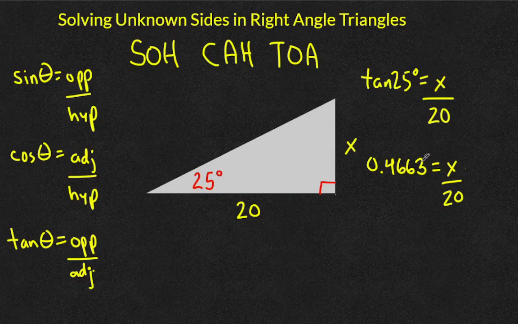We multiply both sides by 20, which means we're going to multiply this by 20 and this by 20, and right away we get our answer, x equals 9.33. This is another example of when our unknown was on the top. We simply have to do our trig operation in our calculator and multiply by the number that's on the bottom. One more example to finish this off.